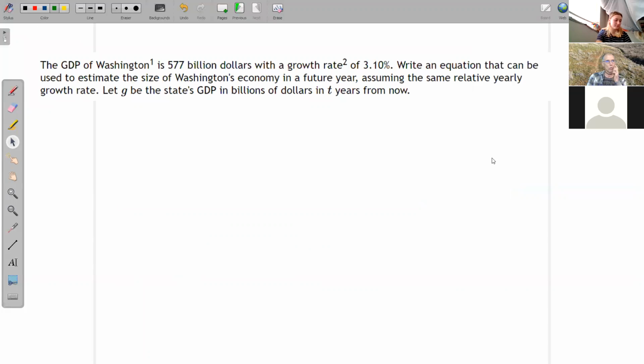All right, so cues in this that catch my attention. Okay, so GDP of Washington is $577 billion. So we should read the whole thing before continuing, with a growth rate that's catching my eye, and that's a 3.1 percent. Write an equation that can be used to estimate the size of Washington's economy in a future year, assuming the same relative yearly growth rate.